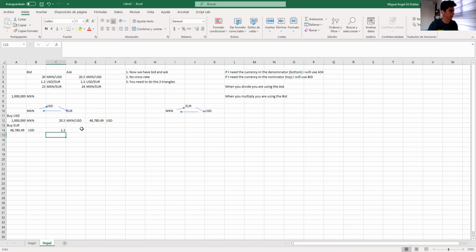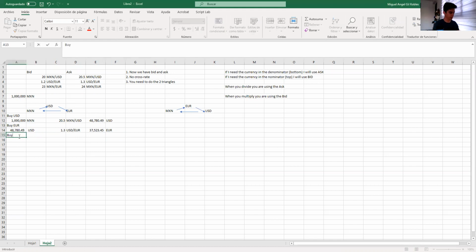So 1.3. And the next question, divide or multiply. I have dollars on top and dollars on top in here too. That means division. So this over this is euros. Right, we're done with step 2.